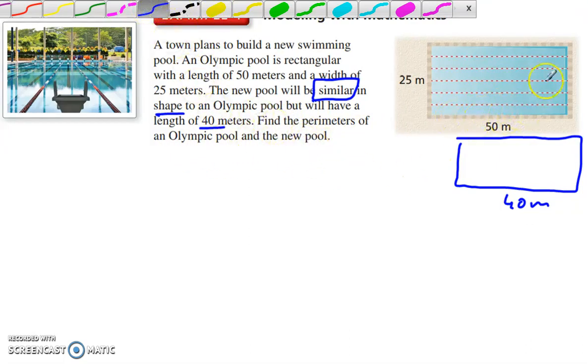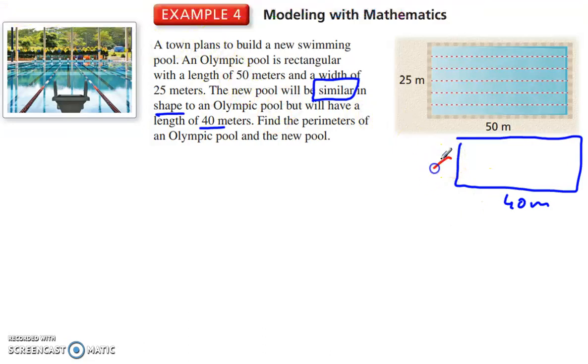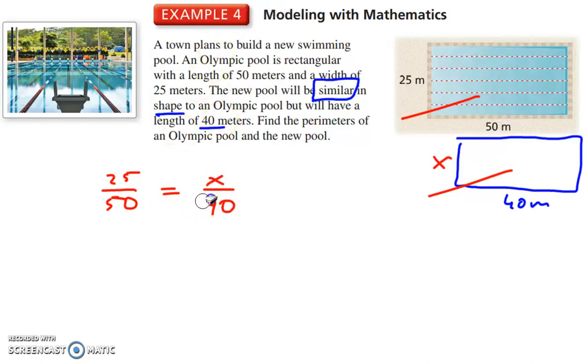So you could find the perimeter of this and then make a ratio with the other perimeter, or we could use my super trick and make a couple of fractions. 25 over 50 is equal to x over 40. Find the side length first, and then find the perimeter.